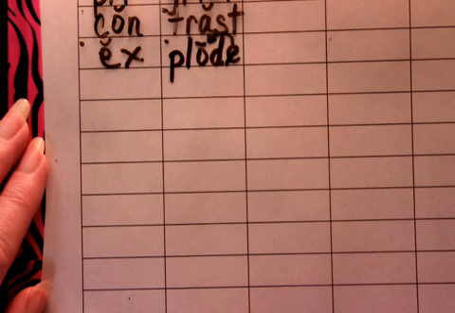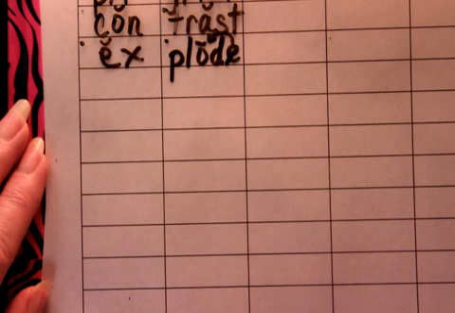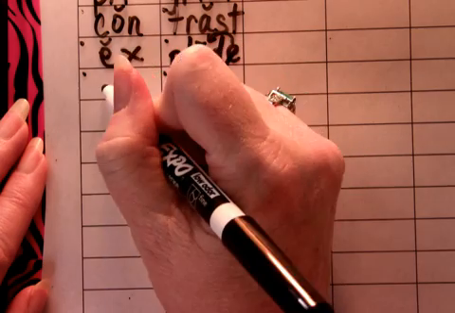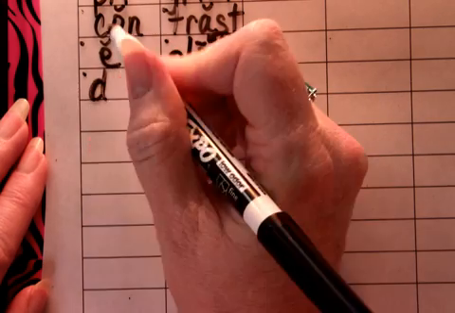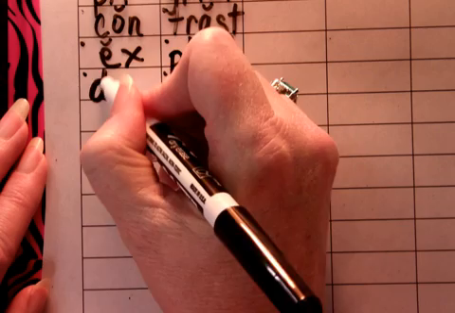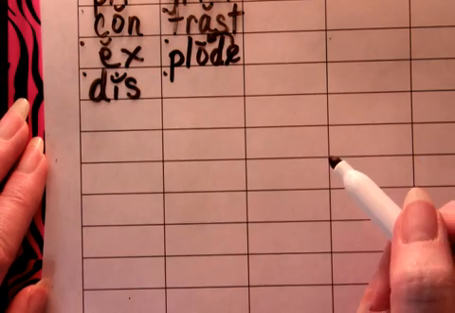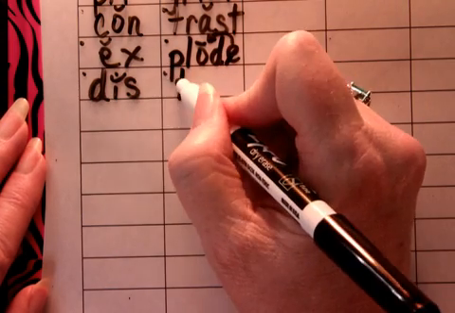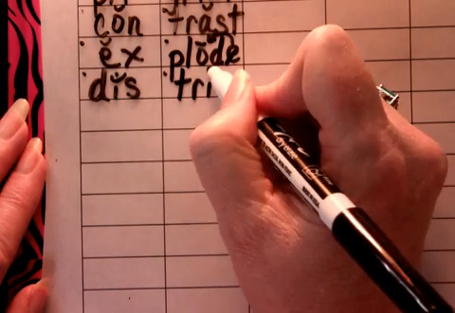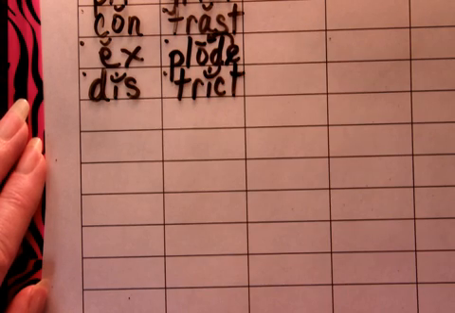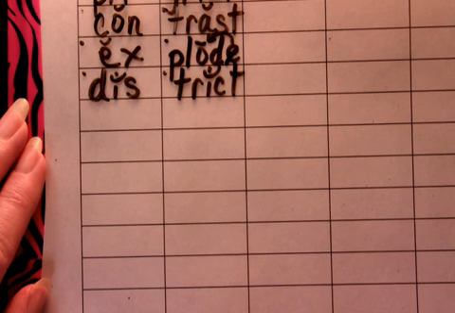The next word is district. I work in the Bossier Parish School District. District. Dis. D. The bubble comes first. I. S. It's a closed syllable. The vowel is short. Trict. T-R-I-C-T. Short vowel because it's a closed syllable.